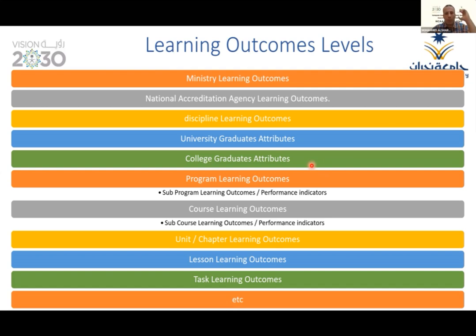For example, when we are formulating the program learning outcome, it will be a broad, general statement. If we go upper to the university graduate attributes, it will be even more general, more broad. If we go to the ministry, it will be more broad. But going down, the course learning outcome will be more specific, but not as specific as the chapter learning outcome, the lesson learning outcome, or the task learning outcome. So these concepts should be in our mind when we design our program learning outcomes or our course learning outcomes.